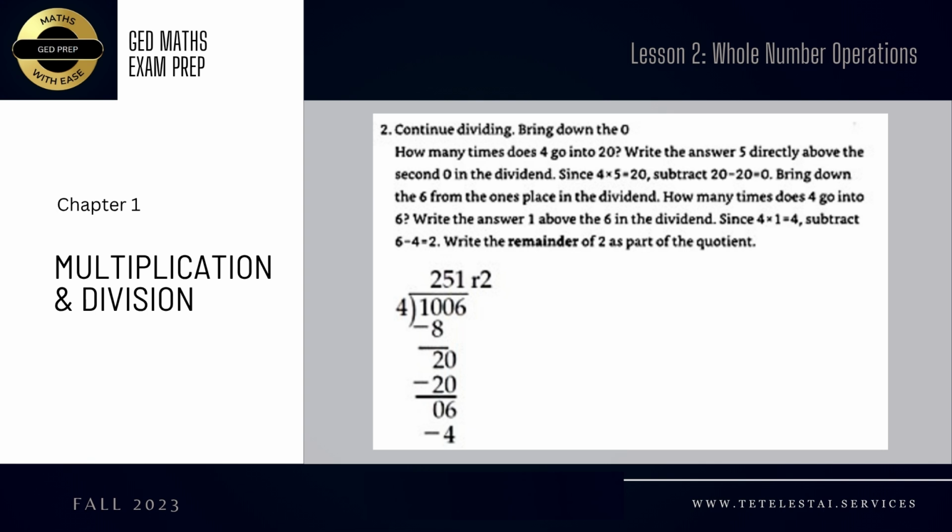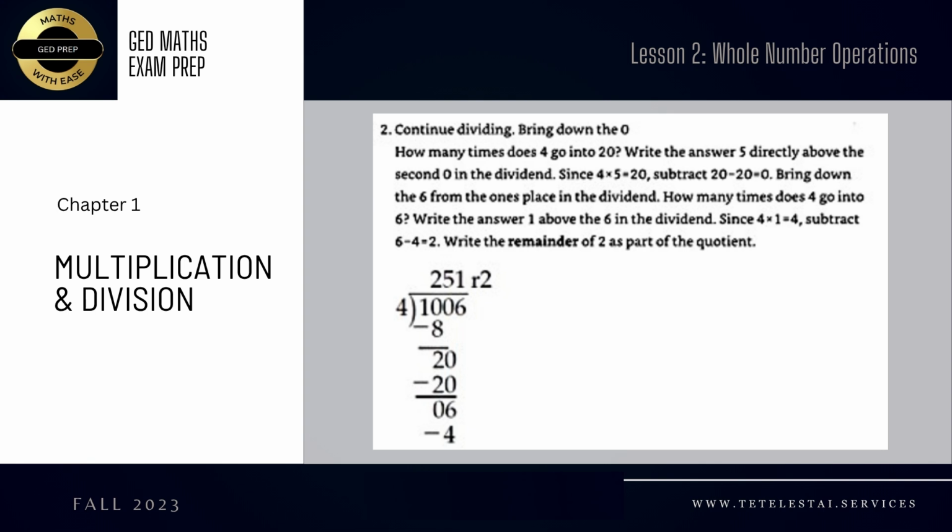And a good way to think about this is that you're basically just writing your answers above the corresponding number. So here the 2 comes from us having divided 4 into 10, right? And then the 5 comes from us having divided 4 into 20, right? We'll write that down here. And this 1 comes from us dividing 4 into 6, okay?